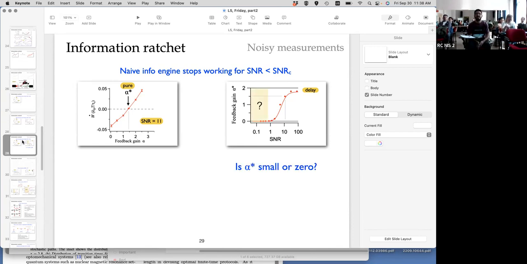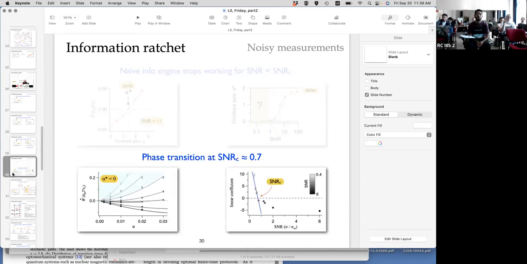One of the questions is, what's going on here? Is alpha just very, very small and we didn't have the experimental resolution to measure it, or is it actually zero? I want to claim that we can show that it's actually zero and that there's a kind of phase transition between this engine working and not working. The way that we do this is to measure the power as a function of alpha.